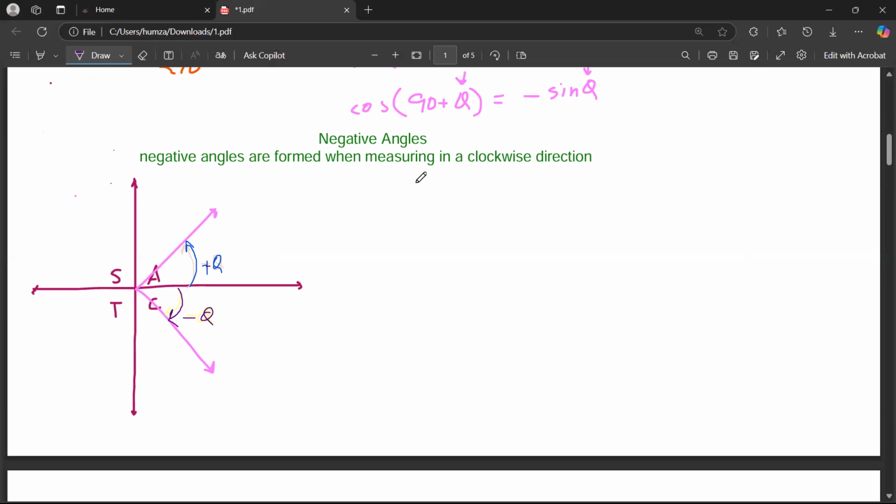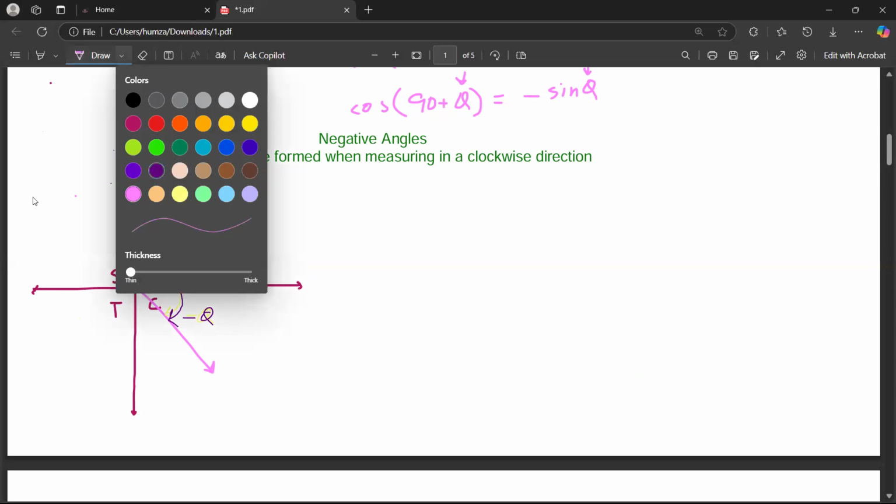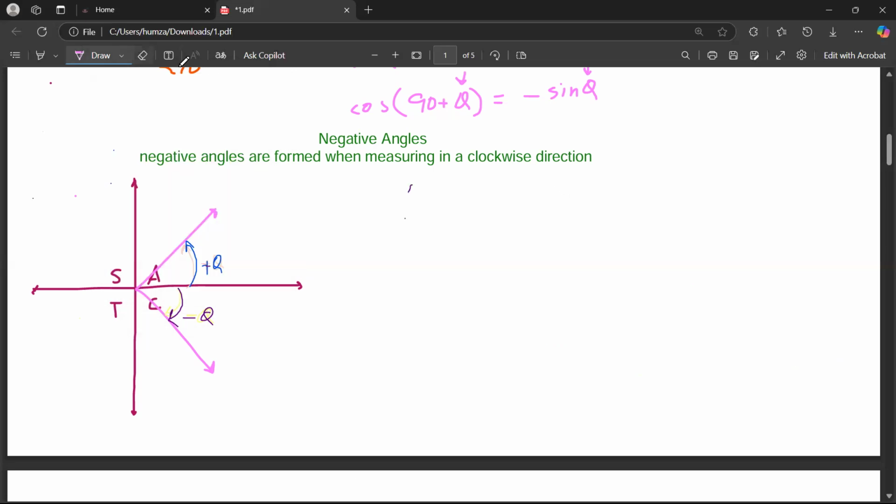So for example, if I give you sine minus theta, this will give you minus sine theta.